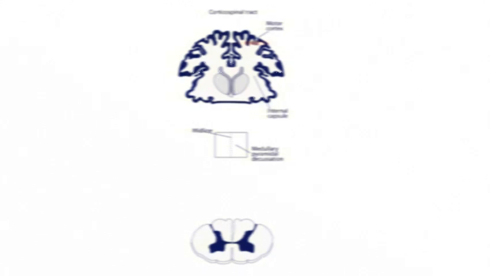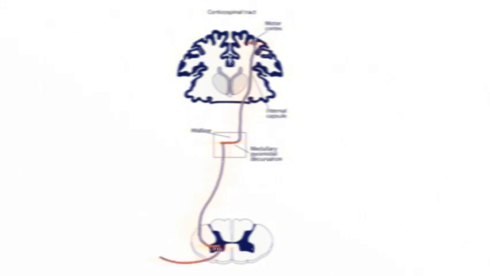Recall the pathway: the neuron travels down the internal capsule, and then it decussates at the medullary pyramids and descends in the white matter until it reaches the appropriate level. Then it enters the gray matter, the anterior horn, synapses, and then leaves through the anterior root to the neuromuscular junction. Damage could be anywhere along this pathway.